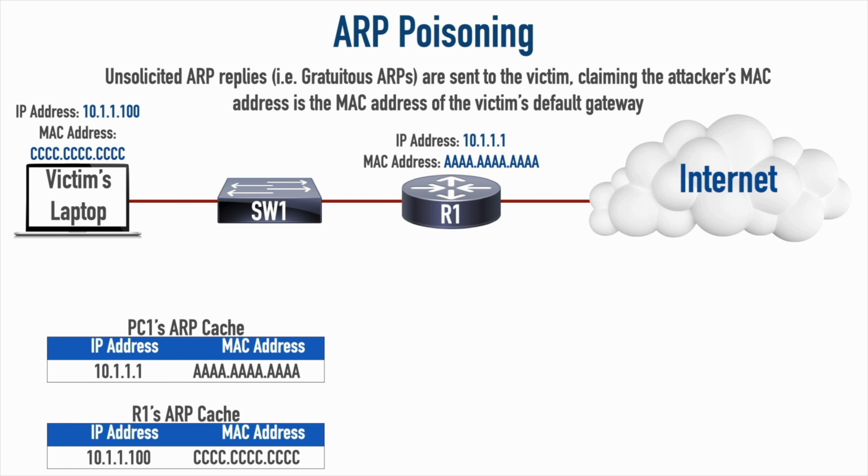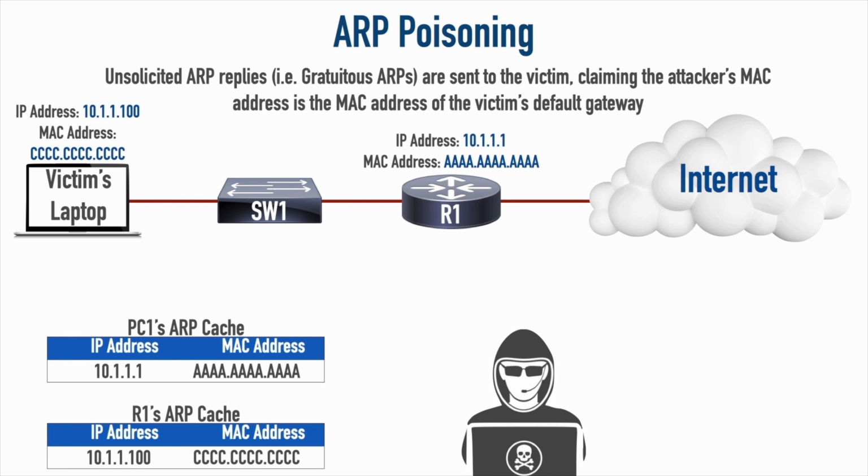MAC address. So now the victim's laptop can reach the internet by sending a frame destined for the default gateway, which has a MAC address of all A's. And when R1 responds back to the victim's laptop, it knows it's sending that frame to a destination MAC address of all C's. But let's imagine that an attacker joins the network.